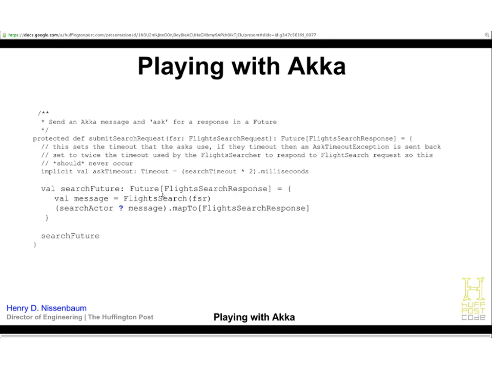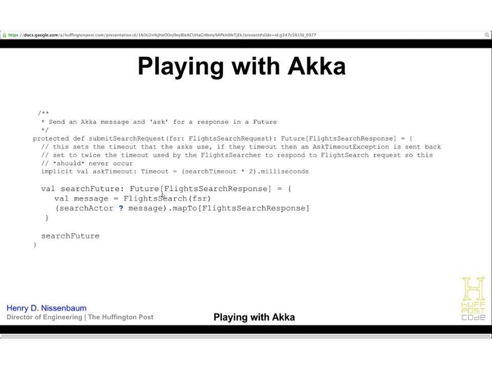And what it's waiting for is a flight search response message, so you can see that map too. And the end result is a future of a flight search response. We send the request, we now have a future waiting for this message to come back from the Akka actor. And this is the code that we use for this modulus case that I talked about earlier.